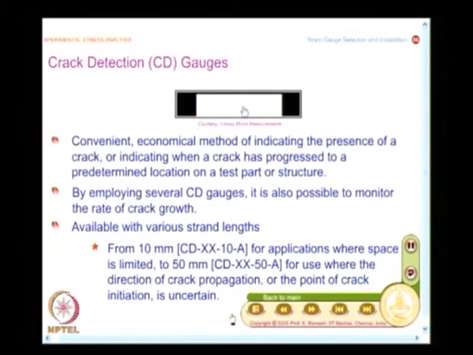The principle of operation is simple. Suppose I have a crack and this crack crosses the strain gauge, it will cut the element, because when the crack passes through, the connectivity of this conductor is lost. So, that is detected to know, yes, the crack has crossed a particular point of interest. So, this is a very interesting application of metal foil gauges. They are convenient and provide an economical method of indicating the presence of a crack.